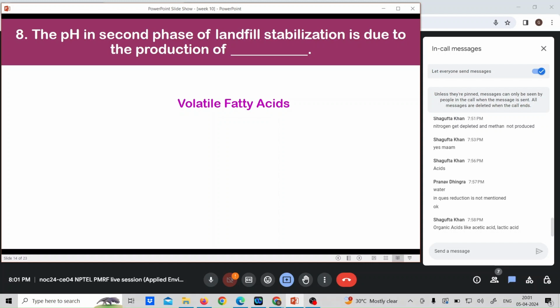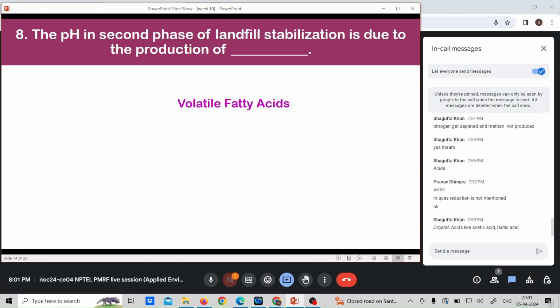In hydrolysis, as you would have guessed by now, we have carbohydrates, proteins, and lipids. All of that is in our waste, because it is organic waste; this will be the typical composition of the waste. In the hydrolysis phase, all these are broken down into carbohydrate monomers, simple sugars, amino acids, and simple fats.